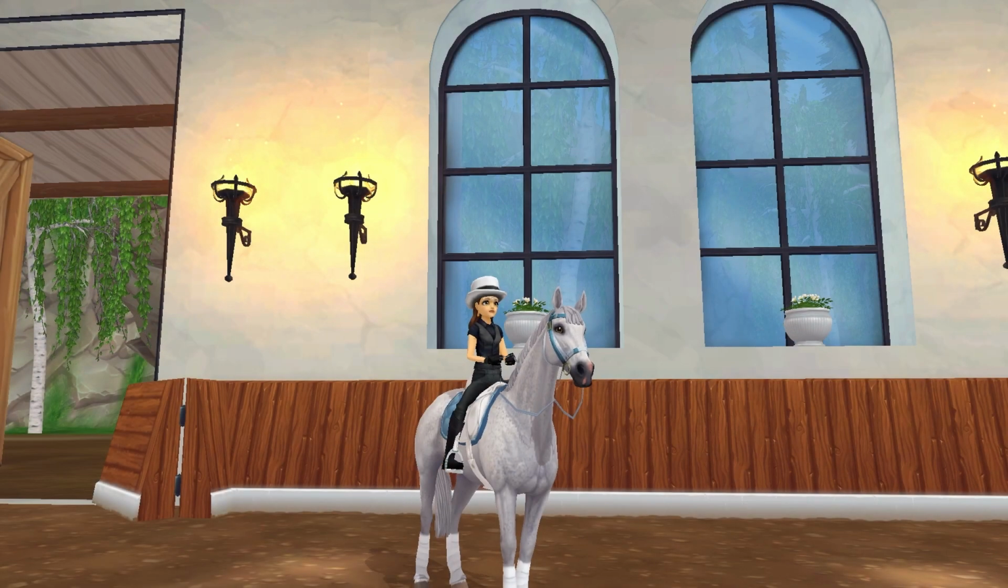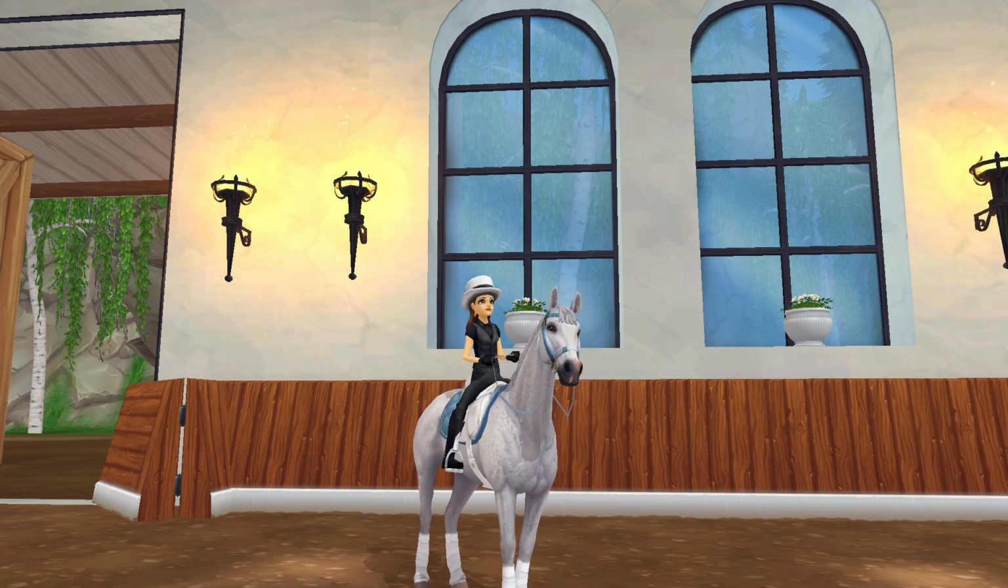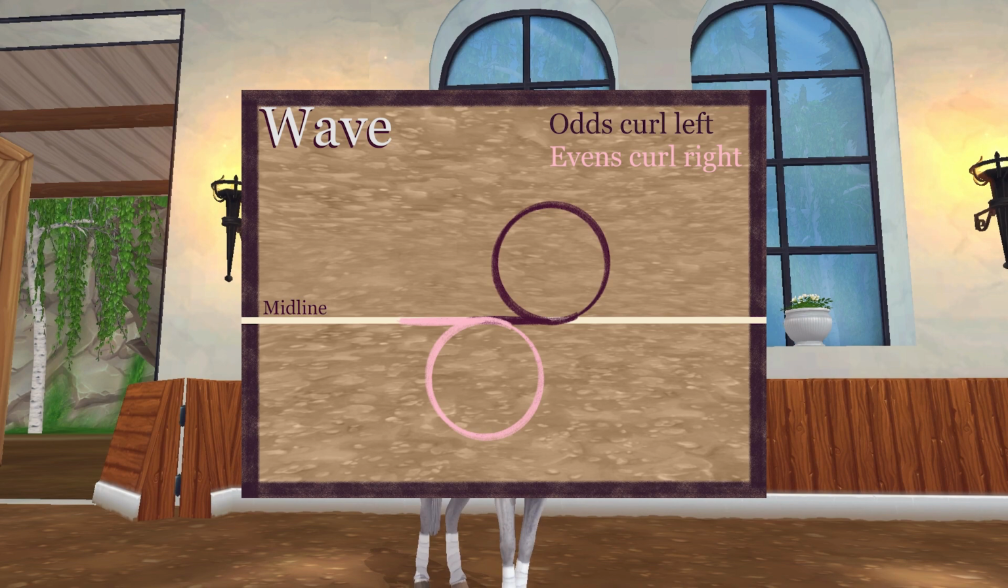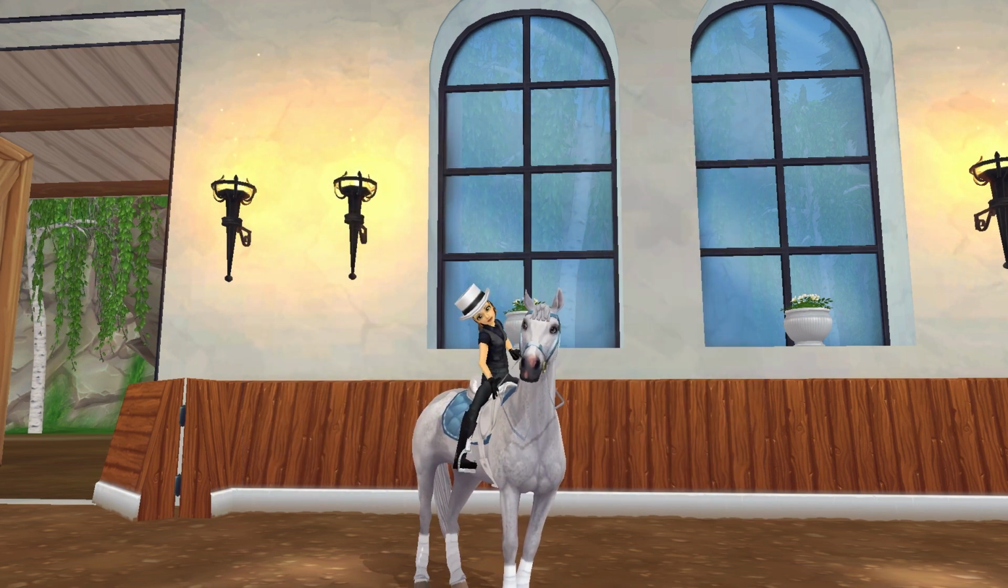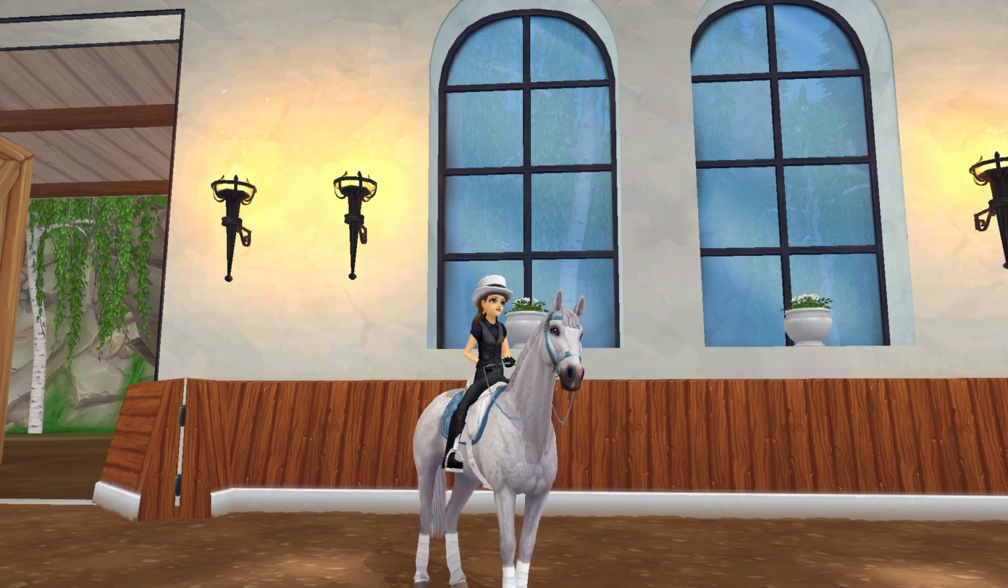Today I will be explaining the second part, which is odds and evens. So the first move in odds and evens is called a wave. A wave's definition says odds will curl in the direction called and evens will curl in the opposite direction. The term wave can be added to any move to indicate odds and evens moving in opposite directions.